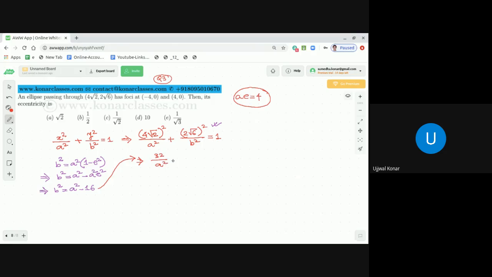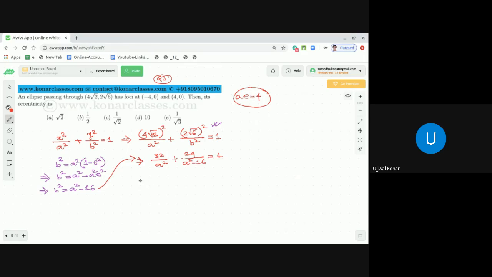32 by A square plus 2 root 6, 24 by B square. And what is B square? B square is nothing but A square minus 16. And that is equal to what? 1.